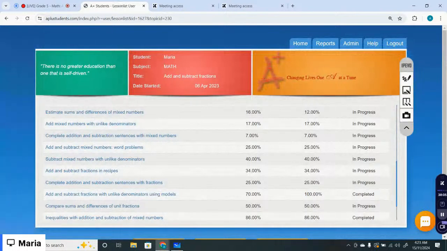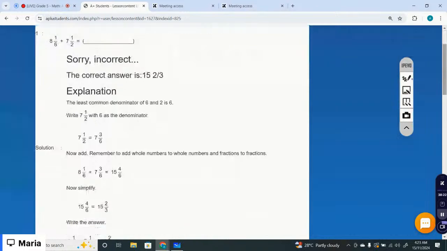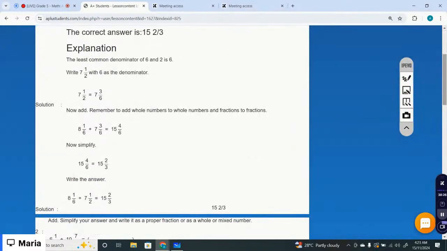That is add mixed numbers with unlike denominators. Let's just start with the lesson. Okay, add 6 whole 1 by 6 plus 7 whole 1 by 2, right? They are the mixed fractions. First, just convert to 6 whole 1 by 6 plus 7 whole 3 by 6. They have like fractions. Simply add the whole numbers. 6 plus 7 is 13, and then add the fractions, that is 13 whole 4 over 6. So you need to add whole number to whole number and fraction to fraction, right?